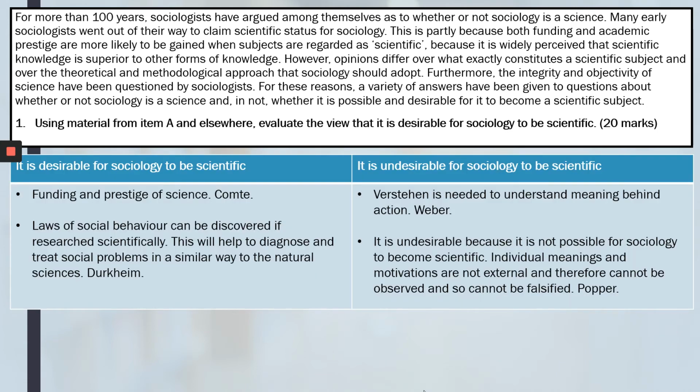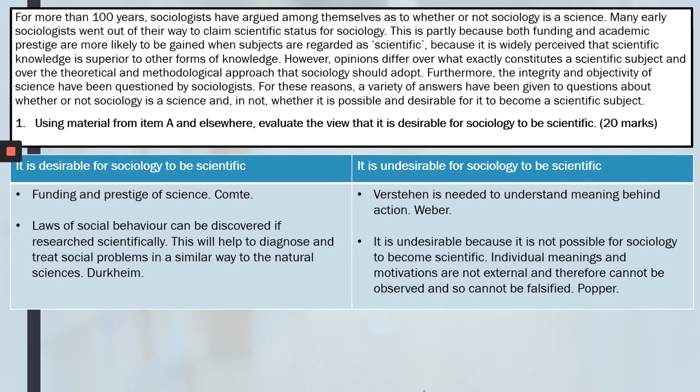So I've given a table here of things that you could talk about in the essay. On the left-hand side, ways it is desirable for sociology to be scientific. In your first paragraph, you could use Comte's arguments. He said that sociology should be considered scientific, and it's desirable because if you make sociology a science, you tend to get more funding, there's more prestige attached to scientific subjects, it's taken more seriously. So therefore it would be desirable to study the social world in the same way you do the natural world.